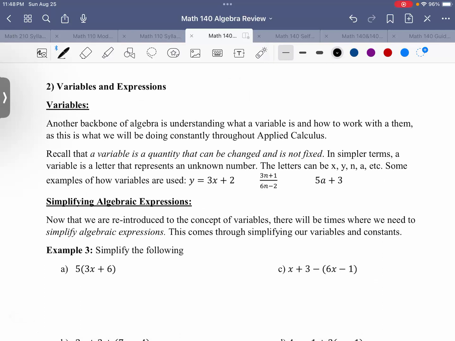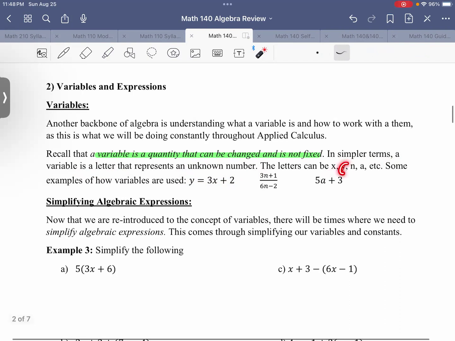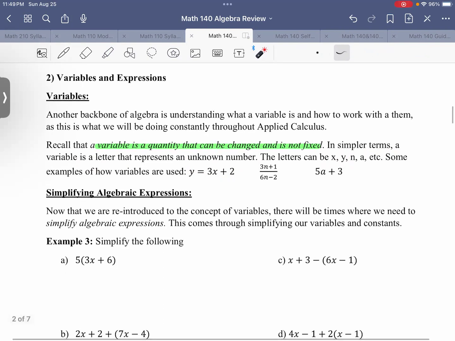Another very important thing in algebra and going into calculus is this concept of variables. So what is a variable? A variable is a quantity that can be changed and is not fixed. It's some arbitrary generic term. In simpler terms, a variable is just a letter that represents some type of unknown number. These letters can be x, y, a, b, any letter, maybe even a Greek letter, but we'll try to keep it simple here.